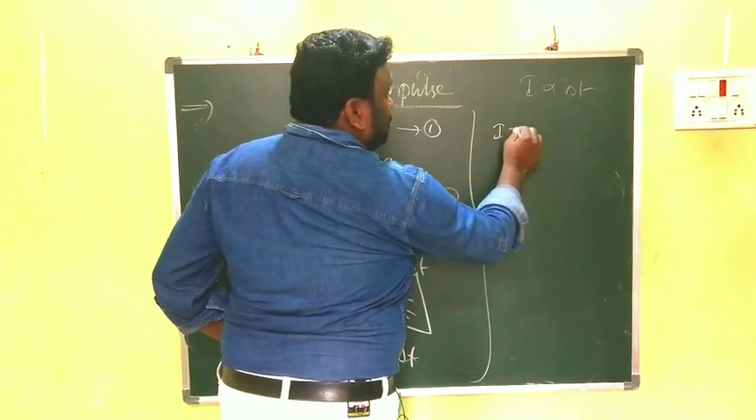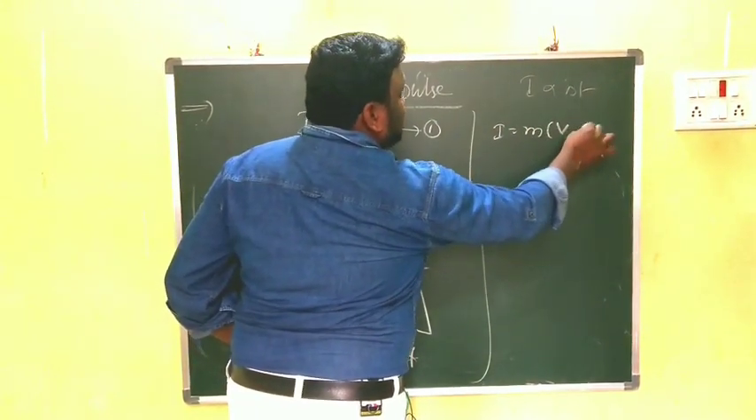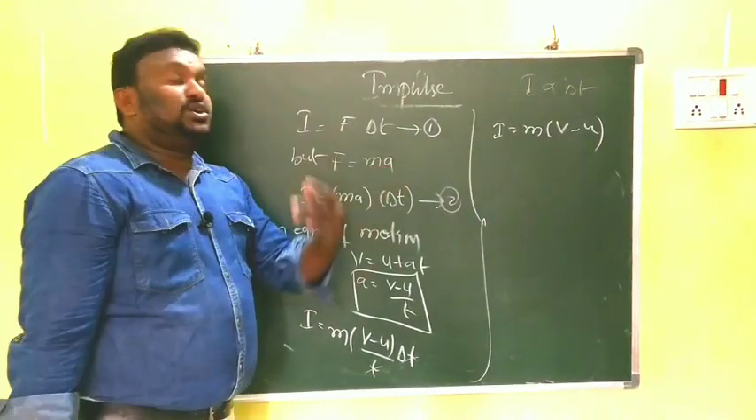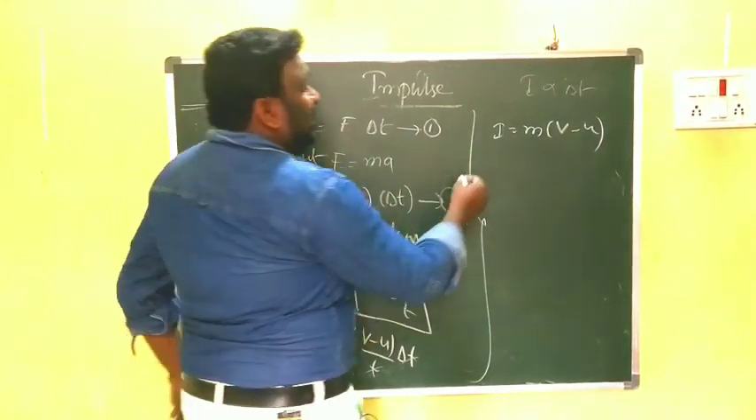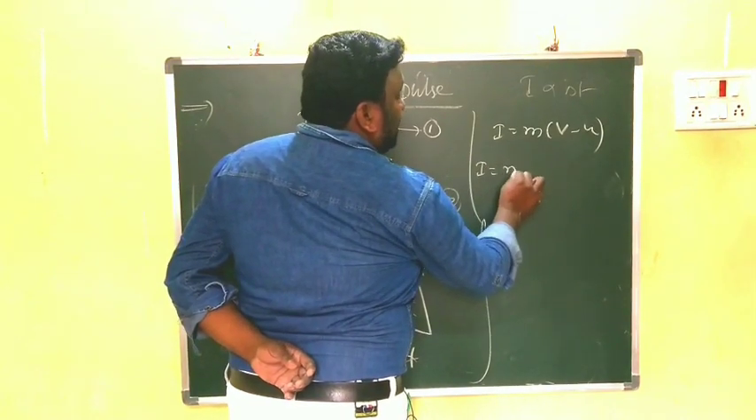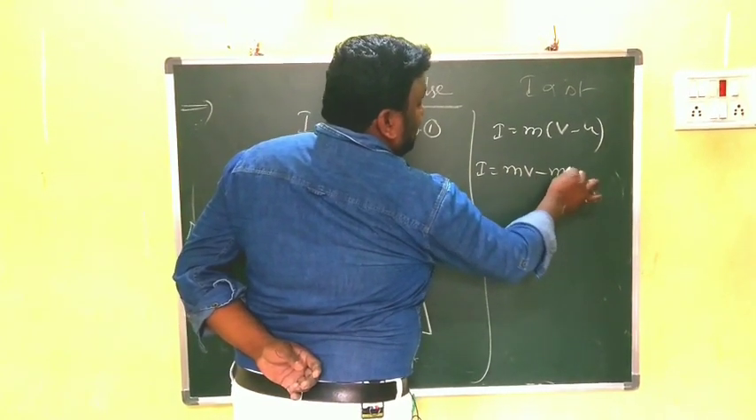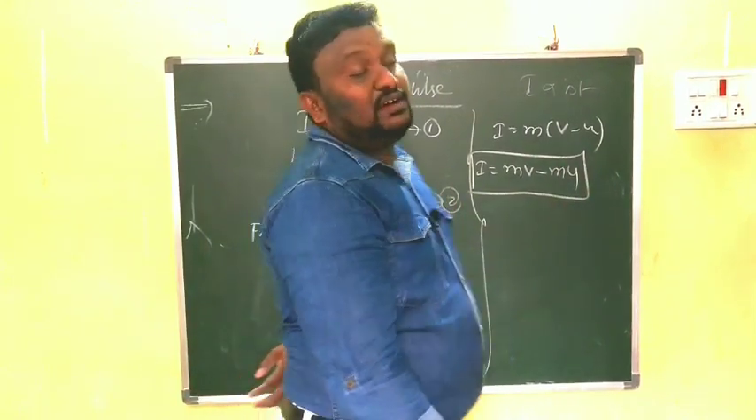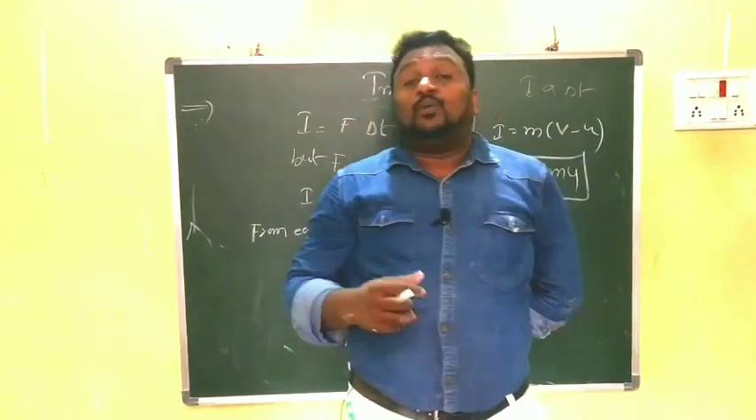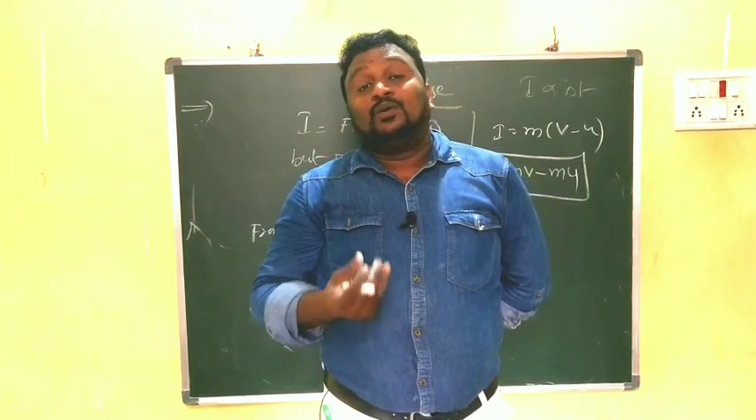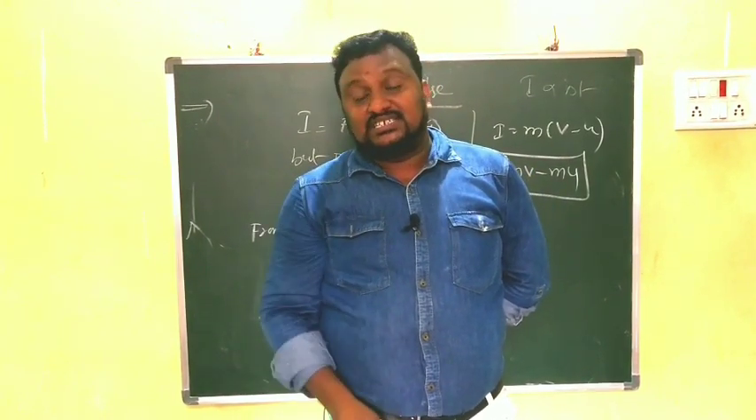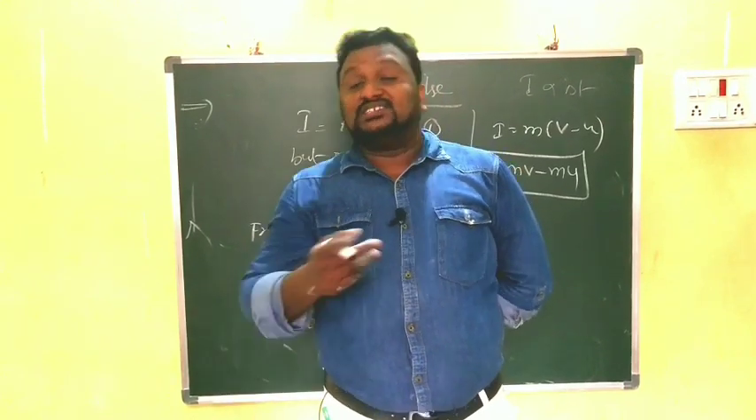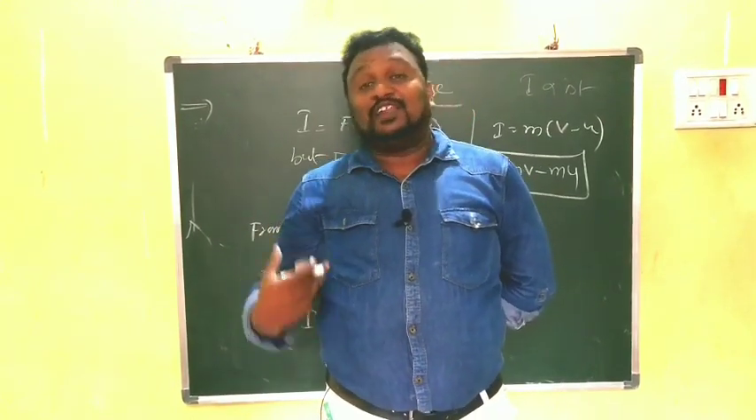I = m(v - u). I am writing now I = mv - mu. Already we know what is u? Initial velocity. And what is v? Final velocity.